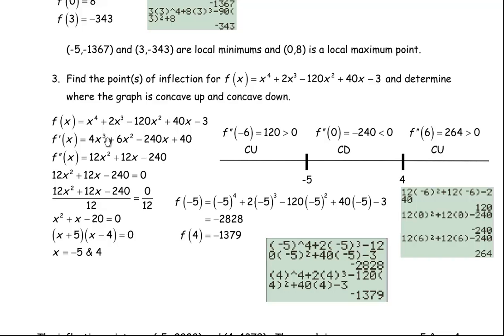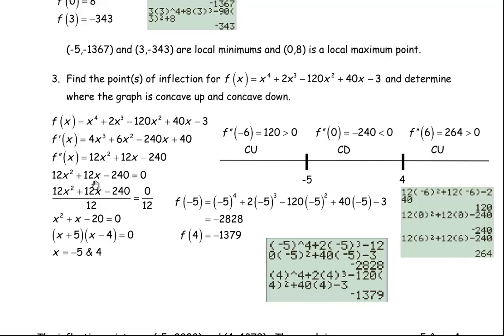Now we need the second derivative. So 3 times 4 is 12, and then x squared. 2 times 6 is 12, and then decrease the exponent by 1 to 1. And derivative of negative 240x is negative 240. So that's the second derivative. So to find out where points of inflection might be, the definition of a point of inflection is the second derivative is 0, and it also changes sign.